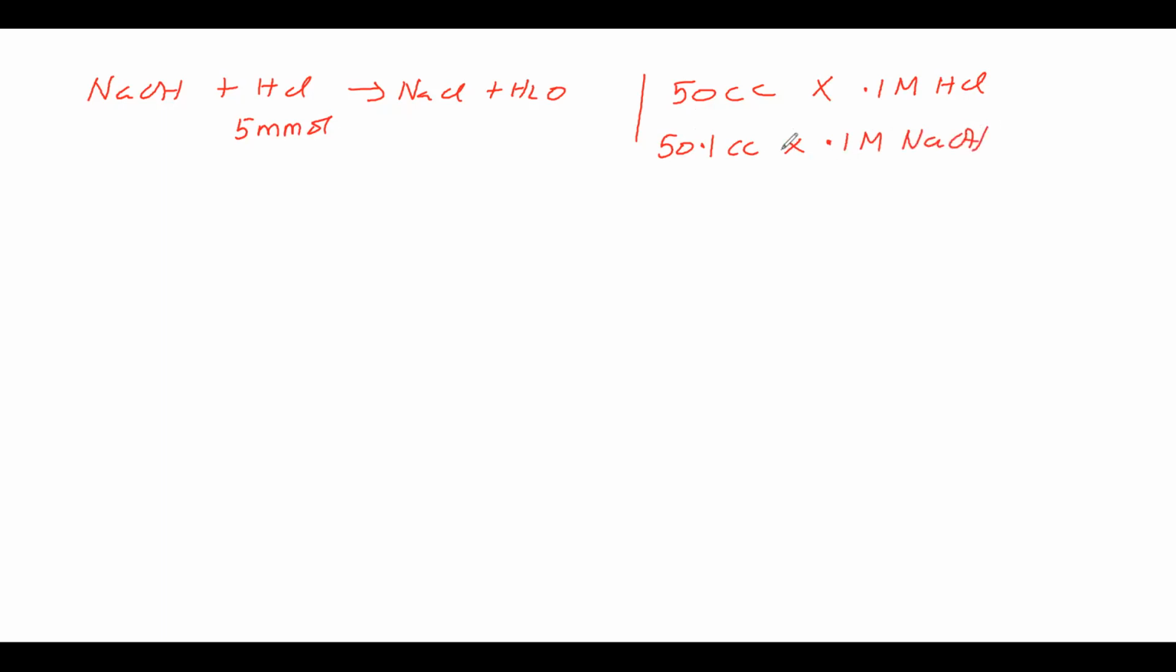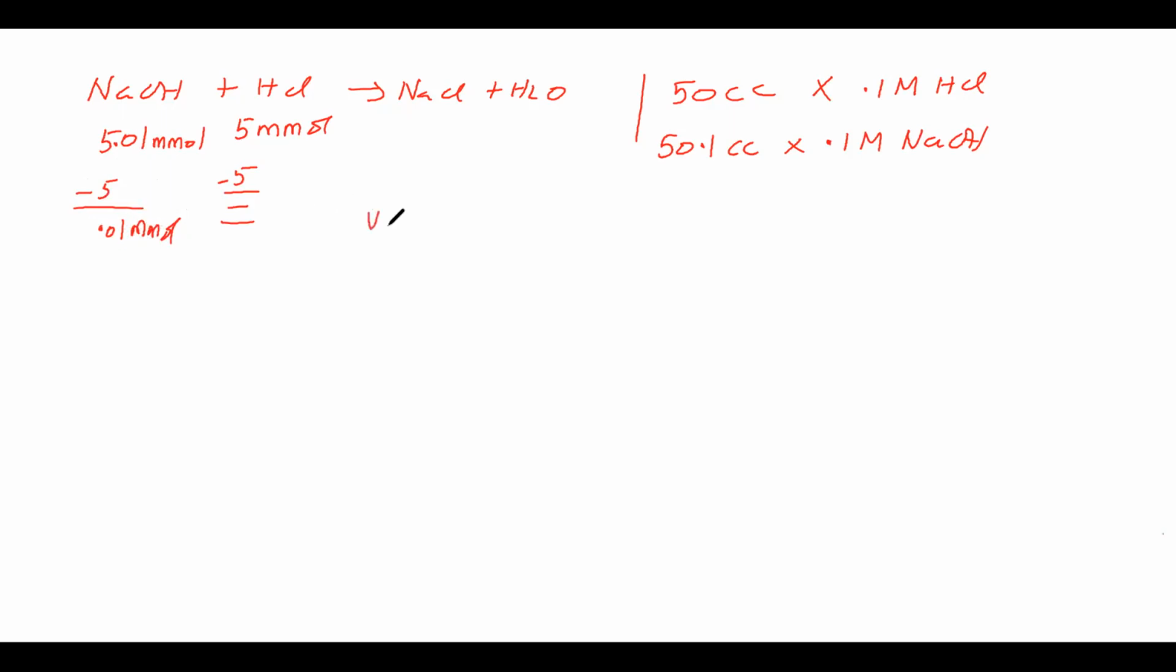Now let us multiply these two to get the number of millimoles of sodium hydroxide. The sodium hydroxide is 5.01 millimoles. So 5 millimoles of HCl will react, and the remaining HCl is 0. Five millimoles of sodium hydroxide reacts, and the remaining is 0.01 millimole of sodium hydroxide.